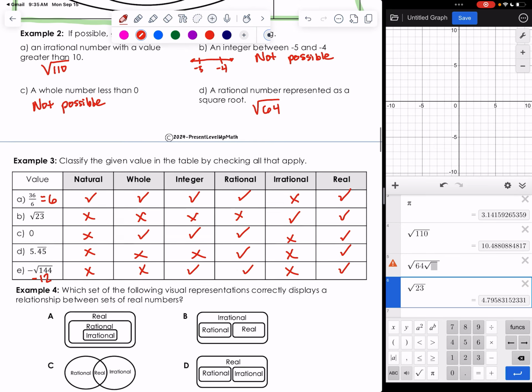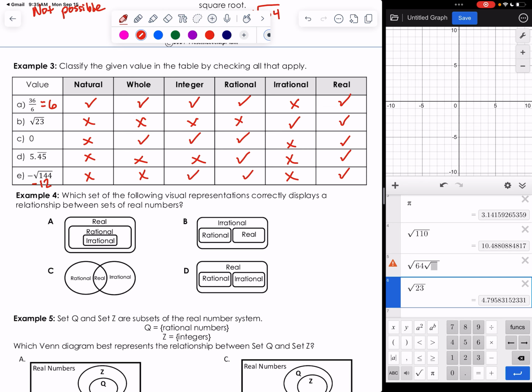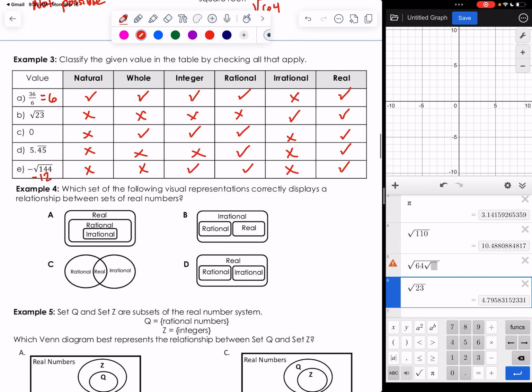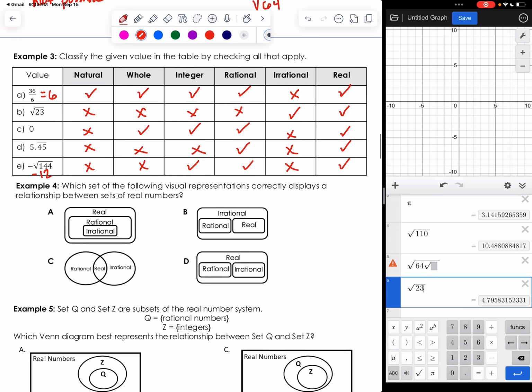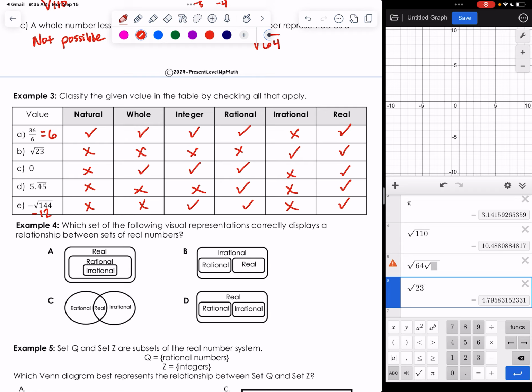All right, example 4. Which of the following visual representations correctly displays a relationship between the set of real numbers? Now let's look at A. We have the largest set is real. Then we have rationals being a subset of the real numbers, which is true. And then they have irrational being a subset of the rationals, which is not true. An irrational can never be rational.